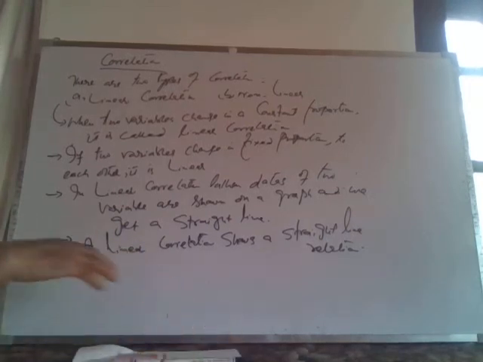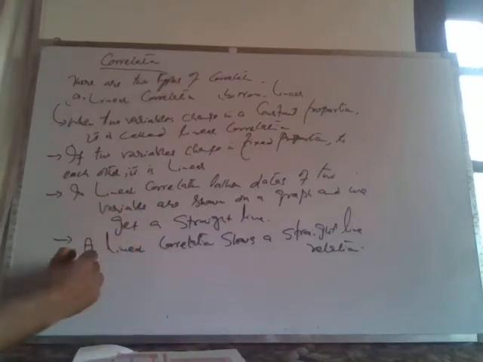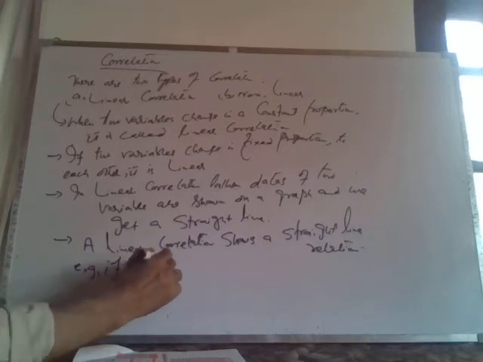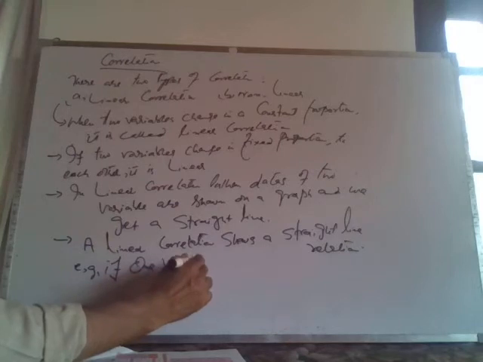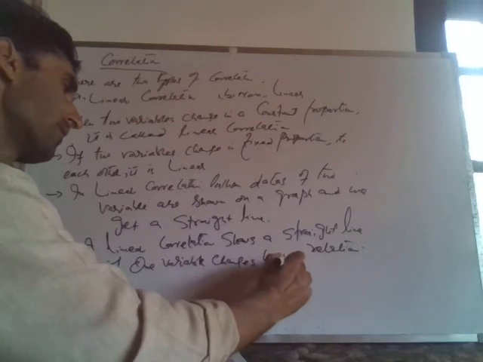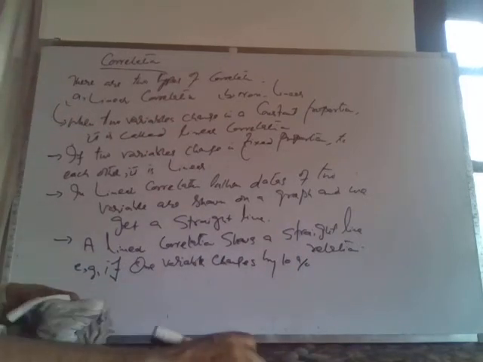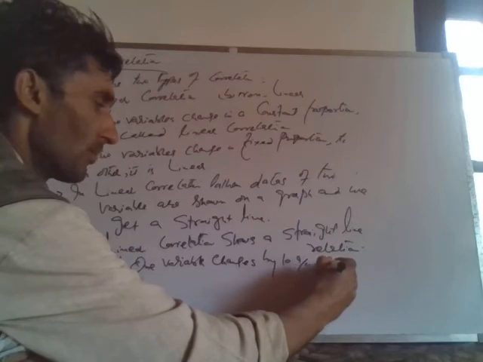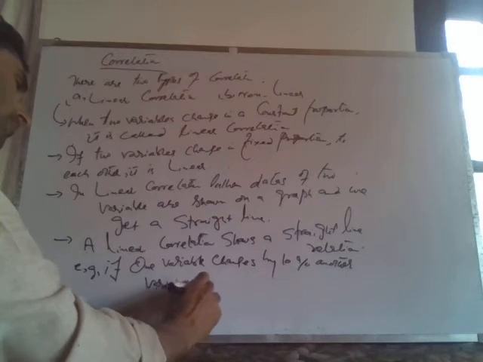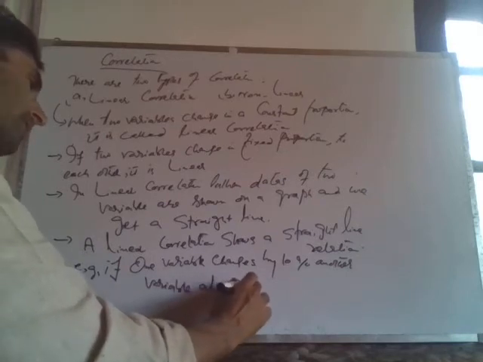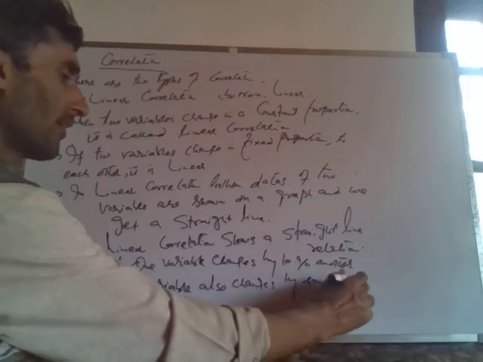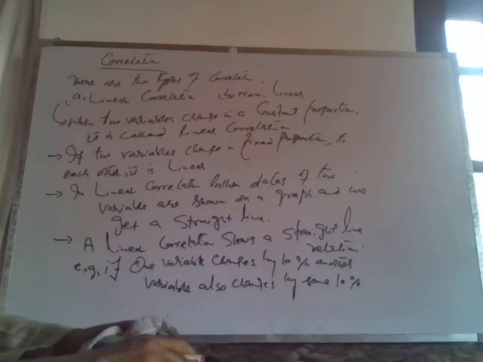That is, for example, if one variable changes by 10%, another variable also changes by the same 10%. This is fixed proportion or constant proportion.